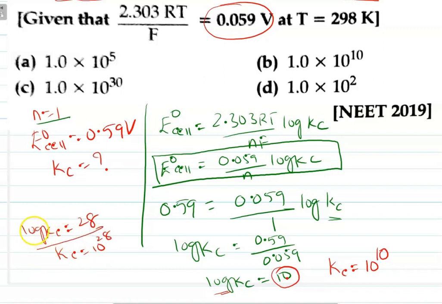That means the log term, when you send it to the other side, will become antilog. Antilog is nothing but 10 power that number. So if you got Kc is equal to 38, 10 power 38 will be the answer. So our answer here is 10 power 10. So 10 power 10, here it is the answer B.